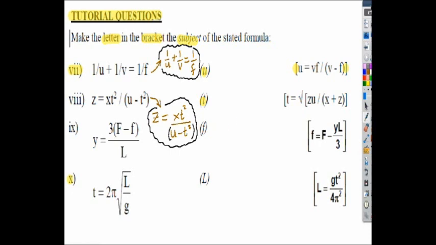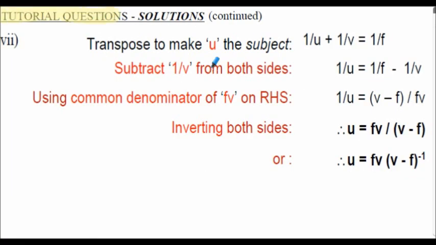Tutorial questions, solutions continued. Here's the overview of the solution to question 7. The equation is 1 upon u plus 1 upon v is equal to 1 upon f. It's actually quite a complicated solution, and there are various ways of solving this particular problem. I've included a much more detailed worked solution on the following slides, as I know this particular problem can be difficult for some technician students to solve.